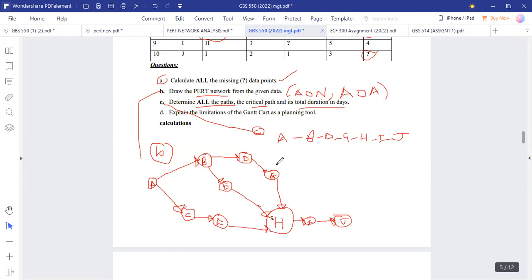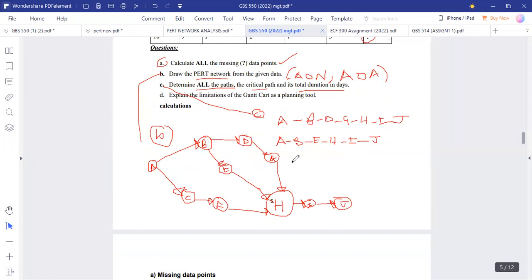So the other one, you can go from A to B. After B to E. After E, we can go for H. After H, we can go for I. After I, we can go J. This is it.